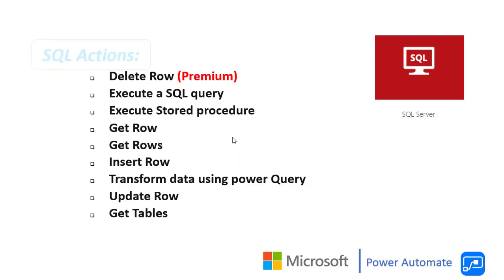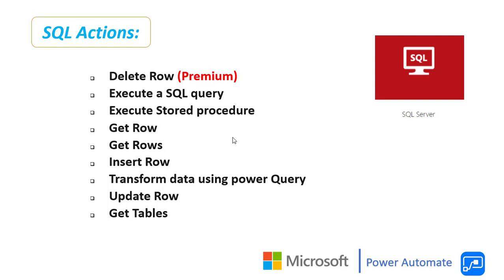Okay, now we'll see what SQL actions are available in Power Automate. You can see on my screen there are a lot of actions provided by SQL in Power Automate. One is delete row, execute a SQL query, execute stored procedure, get row, get rows, insert row, transform data using Power Query, update row, and get tables. We will see all of these as part of our session.